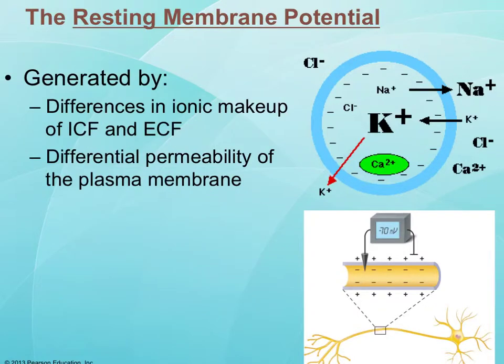So the resting membrane potential is generated by the difference in ionic makeup of intracellular fluid and extracellular fluid. The outside extracellular fluid has more sodium ions, and the intracellular fluid has more potassium ions. Those differences, together with the permeability of the cell membrane, matter, because the different ion channels only allow certain kinds of ions to go through. That will make the potential of the cell.